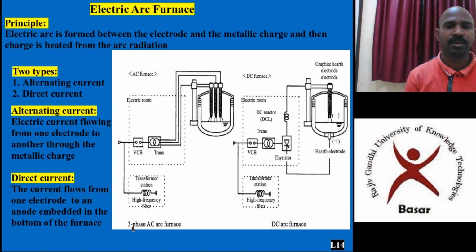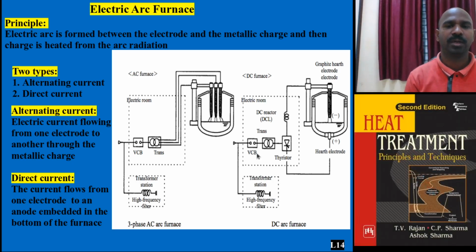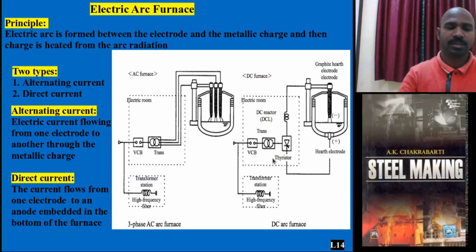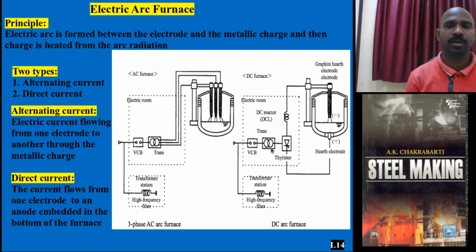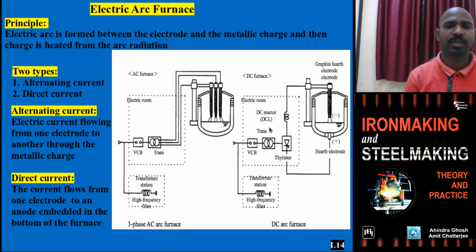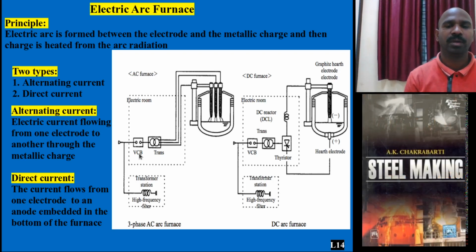Make a note that 3-phase AC current is sufficient for melting through an electric arc furnace. There are things called VCB, vacuum circuit breakers, thyristor and transistor, transformer, and high frequency filter. All these things help in controlling the temperature and the melting stage. So all those things are helpful. This is the electrical room.